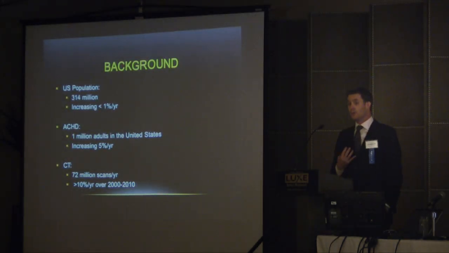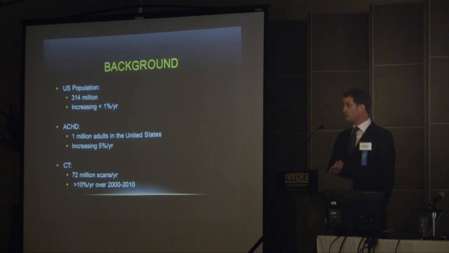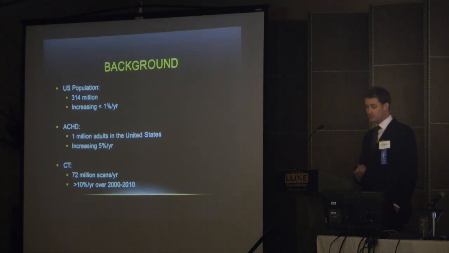So quick bit of background, a few numbers about CT. We know that the population here in the States is a little over 300 million. It's been increasing at less than 1% per year. But CT usage has been increasing at over 10% per year over the last decade. So it really has exploded. And if you look at the fact that adult congenital heart disease patients, the numbers are increasing by about 5% per year, we're going to be seeing a lot more CT in this group. And that really has come about because we're now able to image much faster, much more reliably in people with really complex stuff going on.